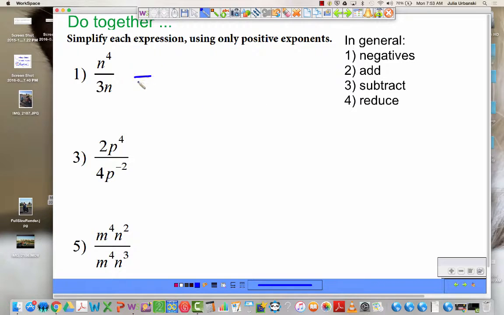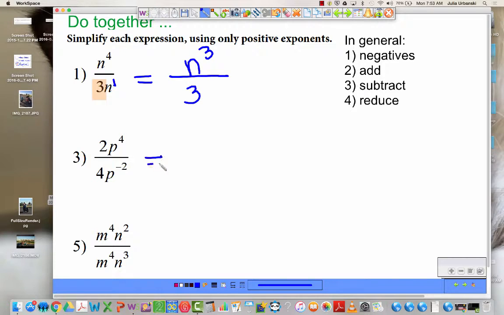So number 1, subtract your n's, n to the 4th and n to the 1st. What do we get? N to the 3rd. Where? On top. So my n's are done, but I have 3 left over. Where does that go? Bottom, and it doesn't have anything to reduce with it. There's no number on top that reduces with the 3. That's your answer.